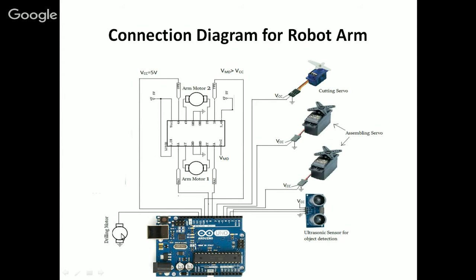The drilling motor works as the ultrasonic sensor receives the signal, checking whether the object is within 5 centimeters or not. If it is less than 5 centimeters, it starts drilling. This is the complete working of the project.